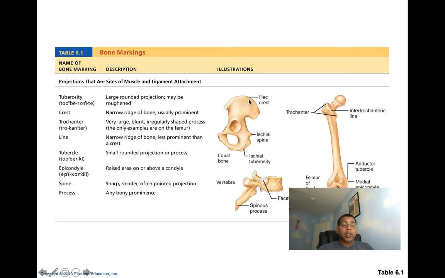You also use the term line. A line is a narrow ridge of bone, and it's less prominent than a crest. Here you can see the intertrochanteric line.